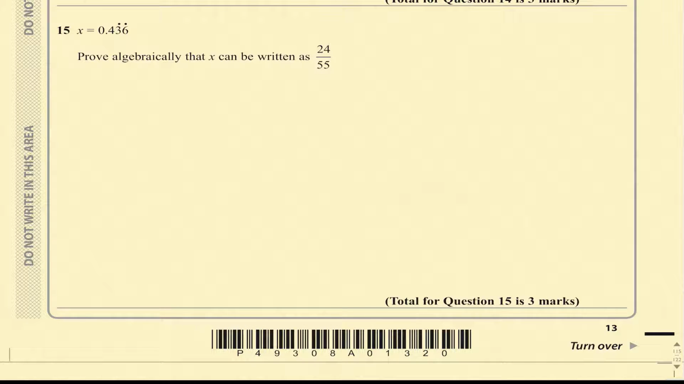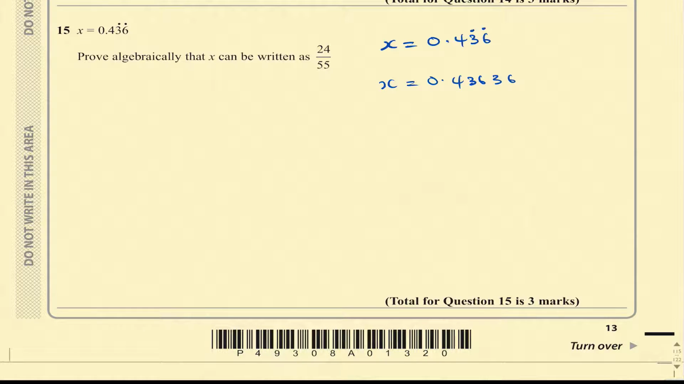Right, we need to turn the recurring decimal into a fraction. Okay, so we have x equals 0.436 recurring, and that means x equals 0.43636, and it goes on. The first thing I like to do is multiply by 1000, because if I multiply by 1000, I then get the recurring.